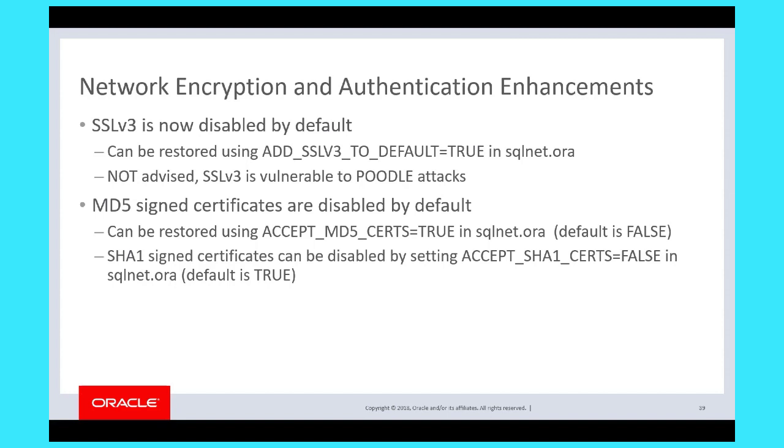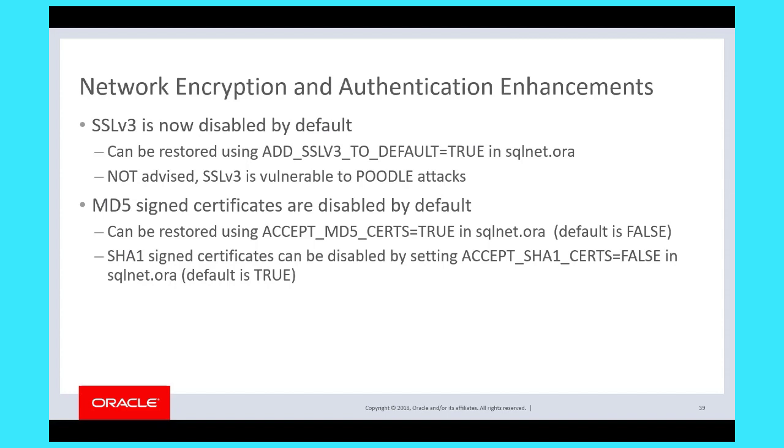Similarly, there's broad recognition that signed certificates using MD5 are no longer really secure. We have disabled the use of MD5 signed certificates by default in 18C. Again, if for some reason you can't use a more modern certificate, maybe you've got a really old client that can only use the old MD5 signatures, then we allow you to change this behavior, but you have to go out and do that in SQLnet.ora. By default, we've turned MD5 off.